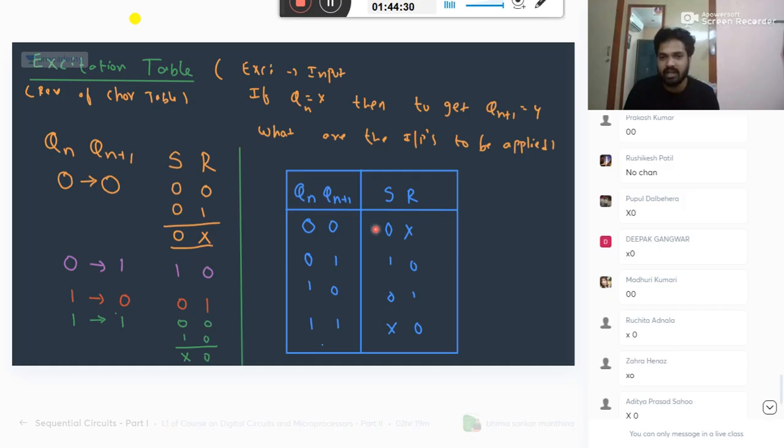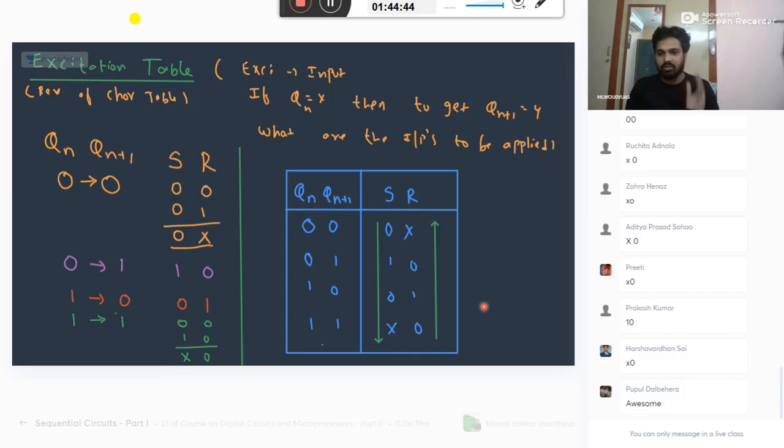To remember easily, I give you one shortcut. You read like this: 0, 1, 0 cross. You read like this. It is also the same. It is just an observation. Now wait. I told you it is a characteristic table. The reverse is the excitation table. Now, instead of doing this analysis, I will do that.